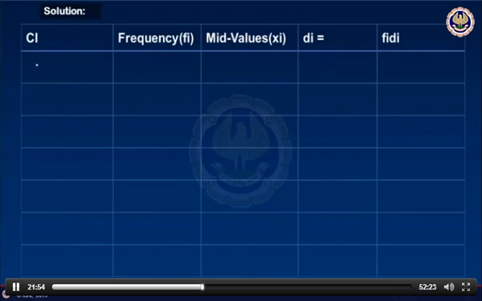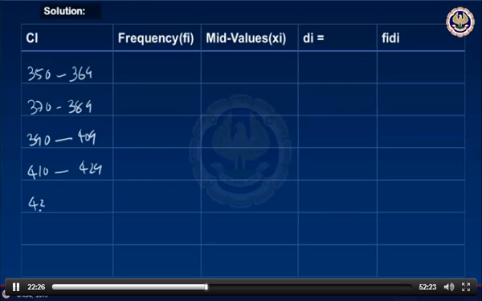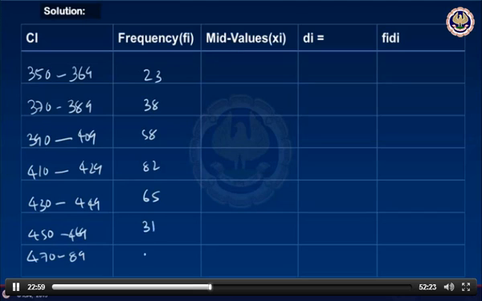Here the class intervals are given. The first is 350 to 369, that is, it includes both the values, so the length of the class interval is 20, this minus this. Next, 370 to 389, 390 to 409, 410 to 429, 430 to 449, 450 to 469, 470 to 489, and these frequencies are 23, 38, 58, 82, 65, 31 and 11.